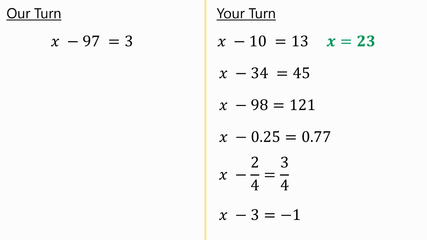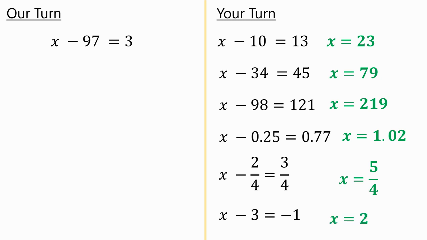Question 1 is 23. Question 2, x is equal to 79. Question 3, x equals 219. Question 4, x equals 1.02. Question 5, x equals 5 quarters, 5 over 4. And question 6, x equals 2.